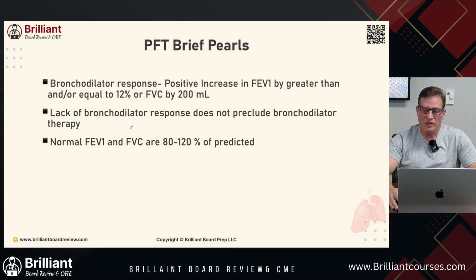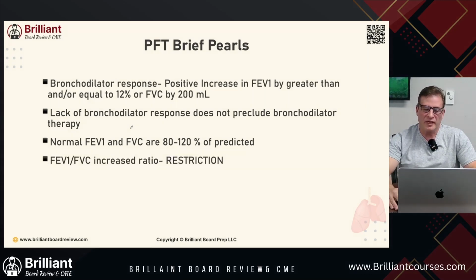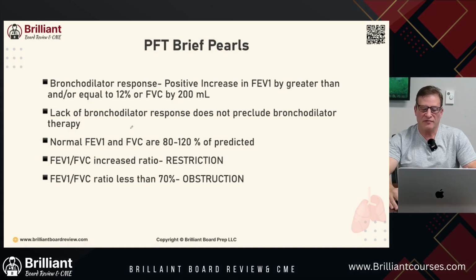Normal FEV1 and FVC are 80 to 120% of predicted. Remember, they take the age, the gender, and the height, and we're getting the prediction based off a data set that was obtained many years ago. An FEV1/FVC ratio that is increased is going to be restrictive. An FEV1/FVC ratio less than 70% is going to be obstruction.